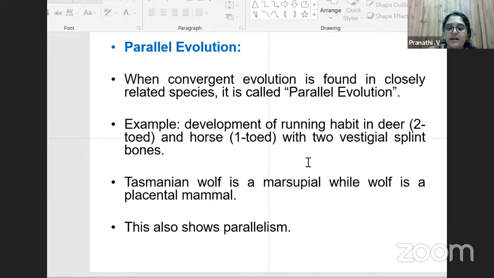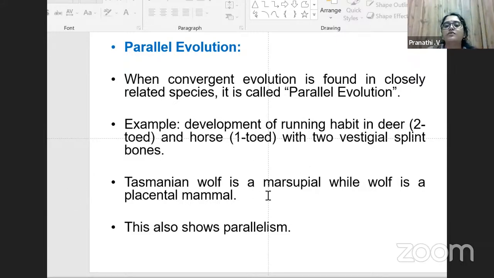We also have parallel evolution wherein, for example, the deer and the horse have two toes because they are land animals and they run. So their bones have been developed or adapted in such a way that it is convenient for them.